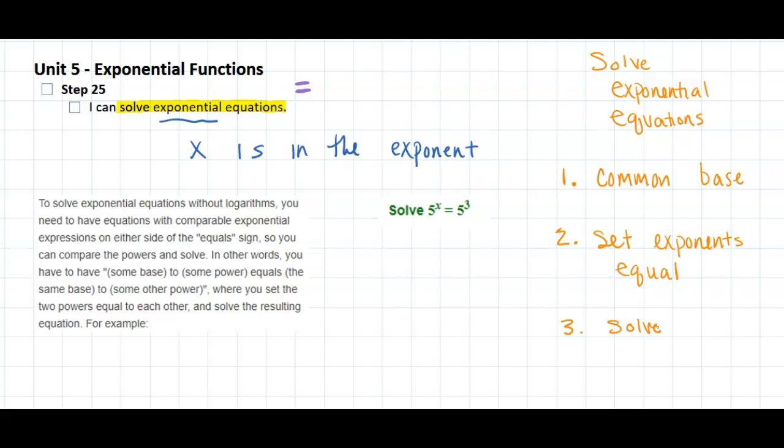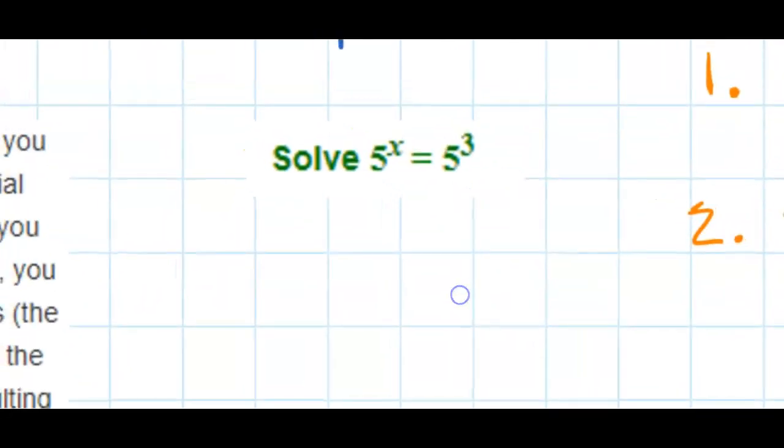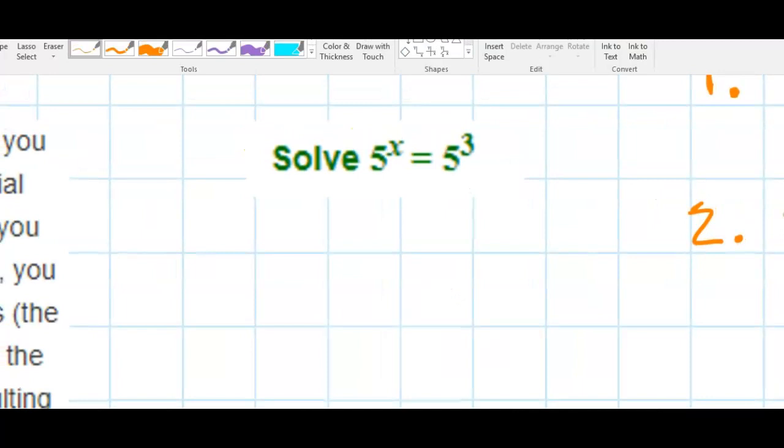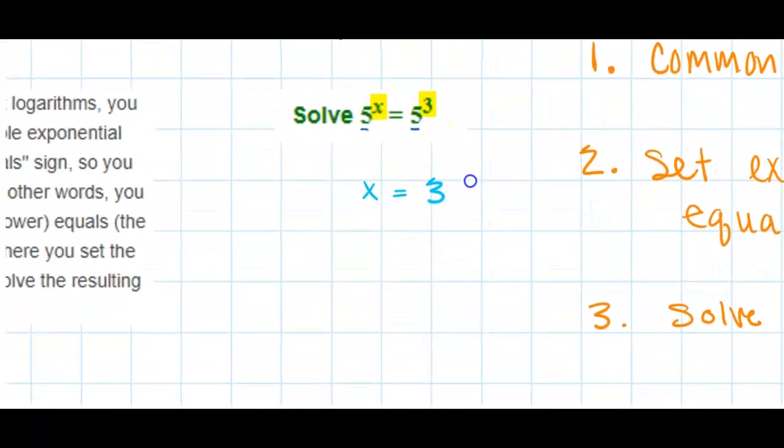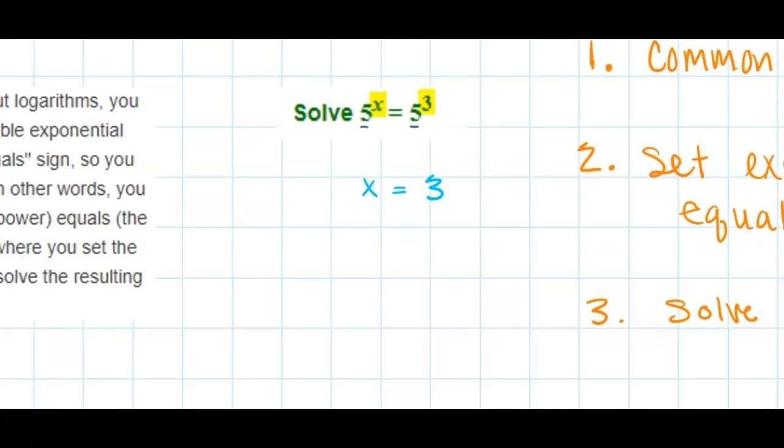So let's look at this first example. Solve 5 to the x equals 5 to the third. Well, we have a common base of 5. Therefore, this equation is only going to be true if x equals 3. 5 to any other power is not going to be equal to 5 to the third.